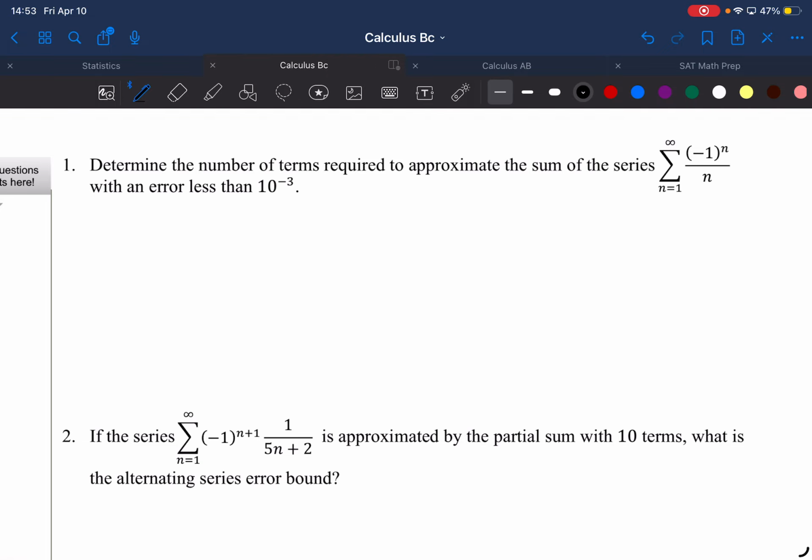Okay, so the first thing we're going to do is write down our equation. So the absolute value of s minus s sub n has to be less than the absolute value of a sub n plus 1, okay, which has to be less than our error. Okay, well, our error is given to us. It says error is less than 10 to the negative third power. So I'm going to write that there, 10 to the negative third power.